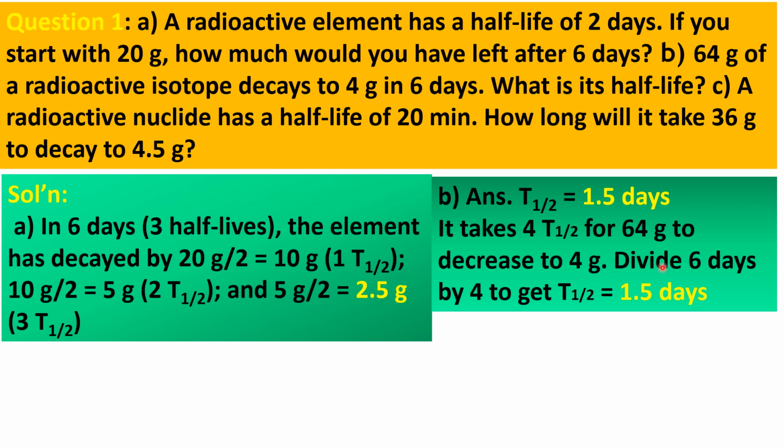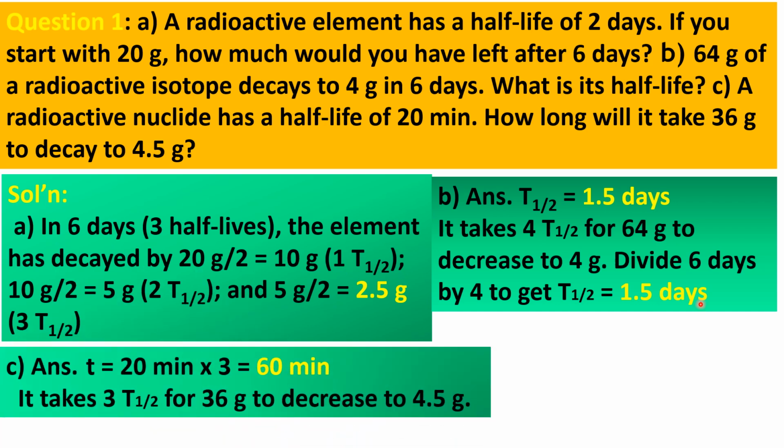So, that means you are going to divide the given days of 6 days by 4. Alright? You're going to divide 6 by 4 because there were 4 times that you divided the original value, the original mass, to be able to get 4 grams. Okay, 64 grams has to be divided by 2. Okay, how many times? You are going to divide 64 grams by 2 in 4 times. That means the half-life, which is just equal to 6 days divided by 4, that's how we got 1.5 days as our answer to letter B.